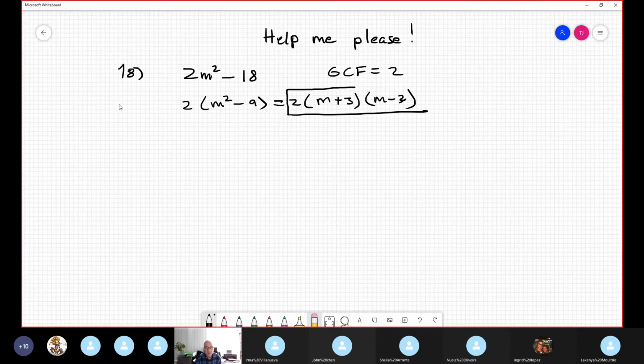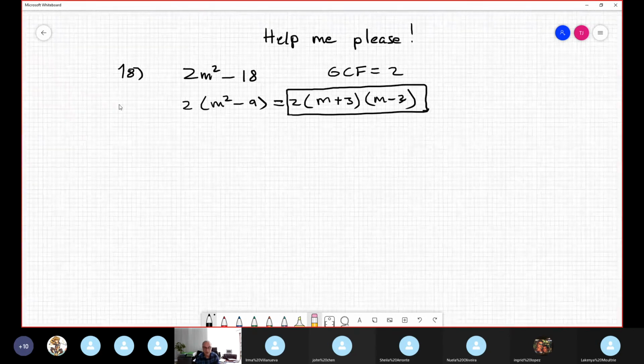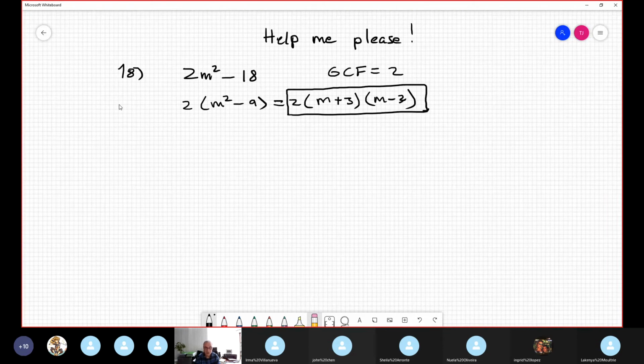Now, it's a miscellaneous problem, and we apply several techniques of factorization. GCF is the first. And the second depends on whether it's a binomial, if the exponent is 2, if the exponent is 3, and so on.